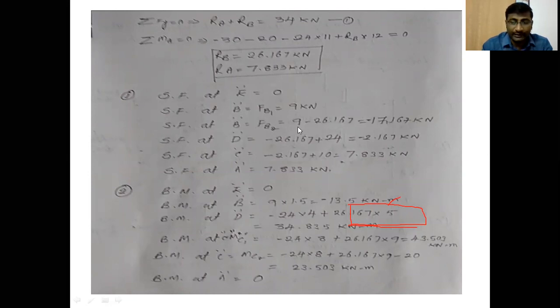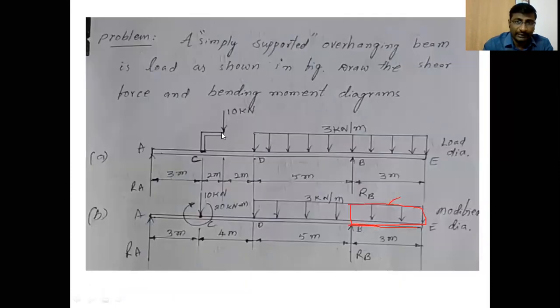Clear, students? The shear force must be taken just before the point and just after the point. Just before the point means without considering the force at that point, and just after that point means by considering the force acting at that point. So without considering the force it is 9 kilonewtons, and with considering the force it is minus 17.167 kilonewtons. Clear, students?